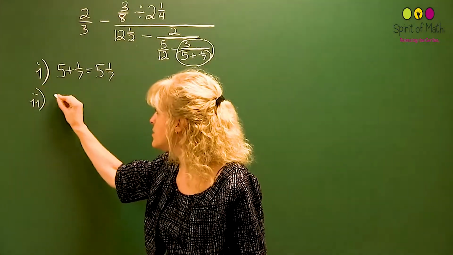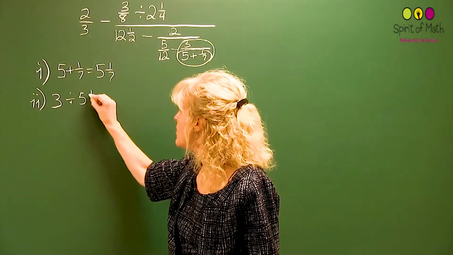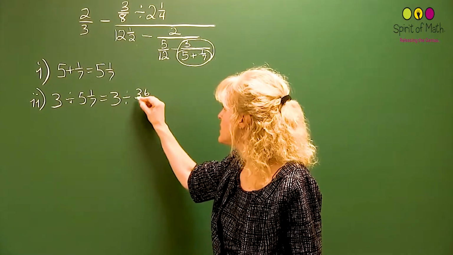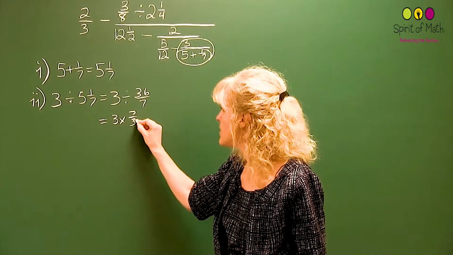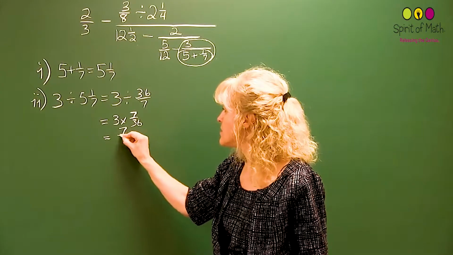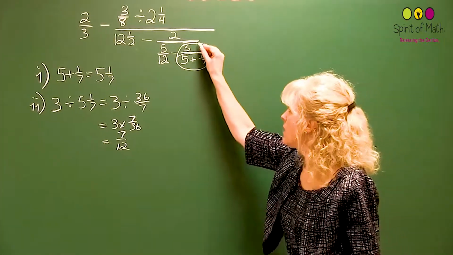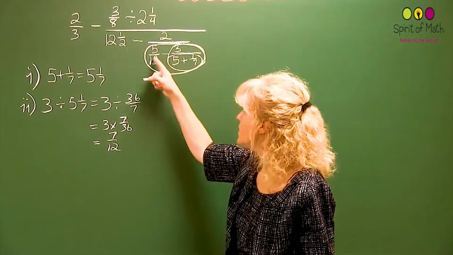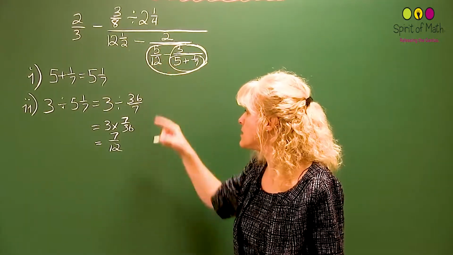So we label that number 2, and 3 divided by 5 1/7, which is equal to 3 divided by 36 over 7, or 3 times 7 over 36. Let's make sure you know that's a 7. And that is equal to 7 over 12. All right, so you've got this. Now you want to answer this part here, because that's the next thing you can do. You can't do 2 divided by all this yet. You have to know what this is.